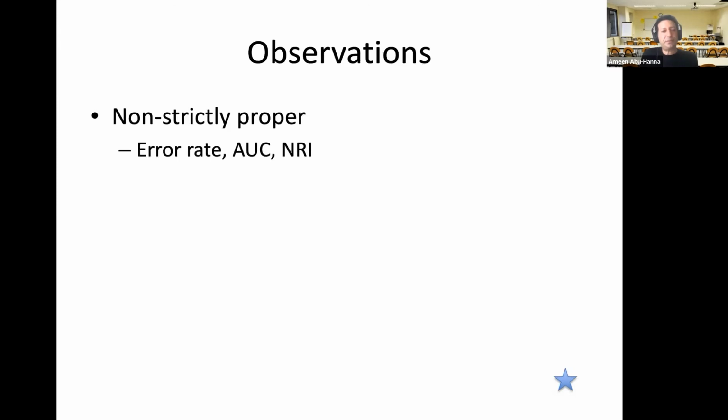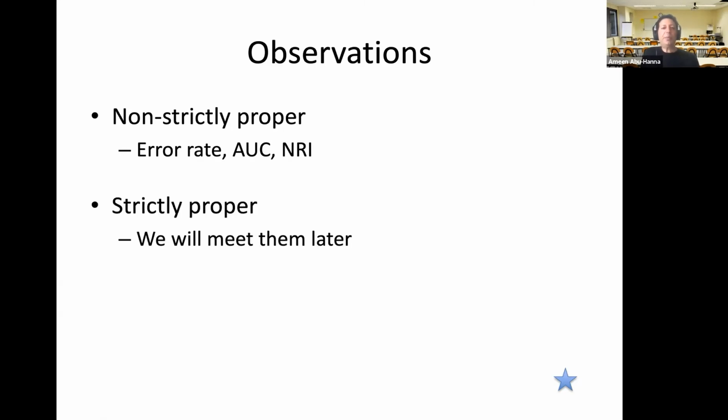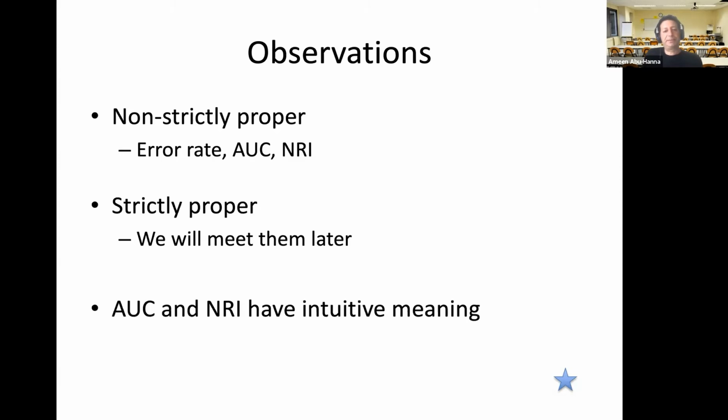Observations. The non-strictly proper measures are like the error rate, like the AUC, like the NRI. They're non-strictly proper. I can play with the predictions and still get the same answer. Strictly proper ones we will meet later. But the nice thing about the AUC and NRI, at least, is that they have this intuitive meaning that we've seen before. So from the measures that we looked at up to now, they are nicely interpretable.